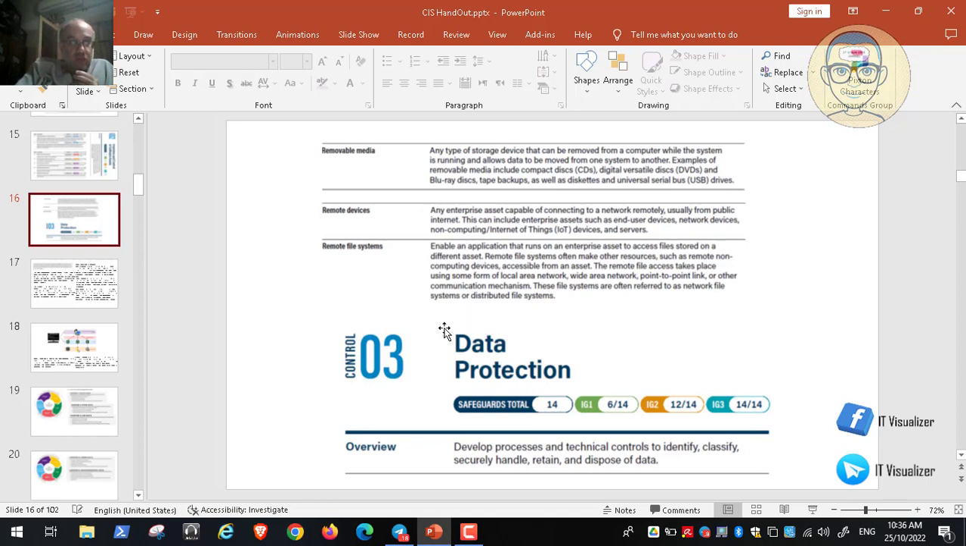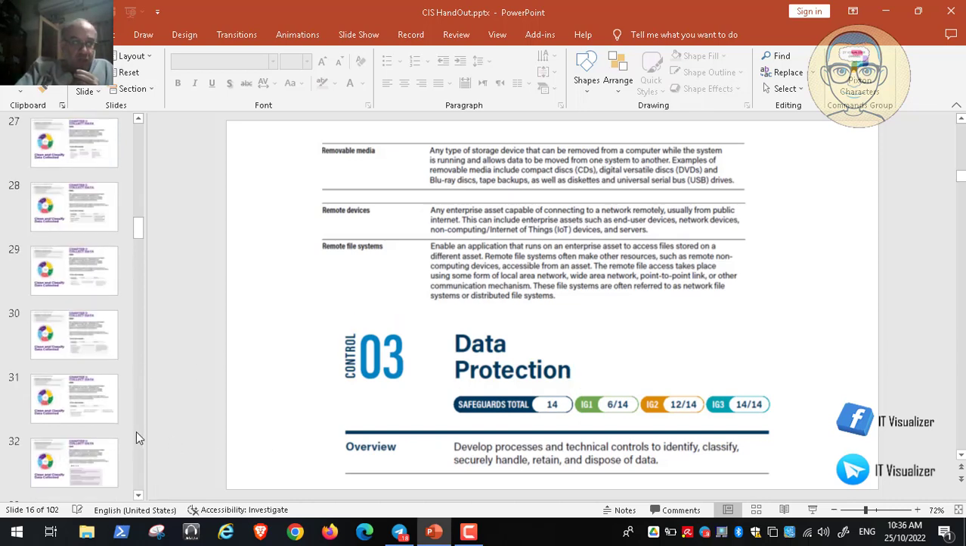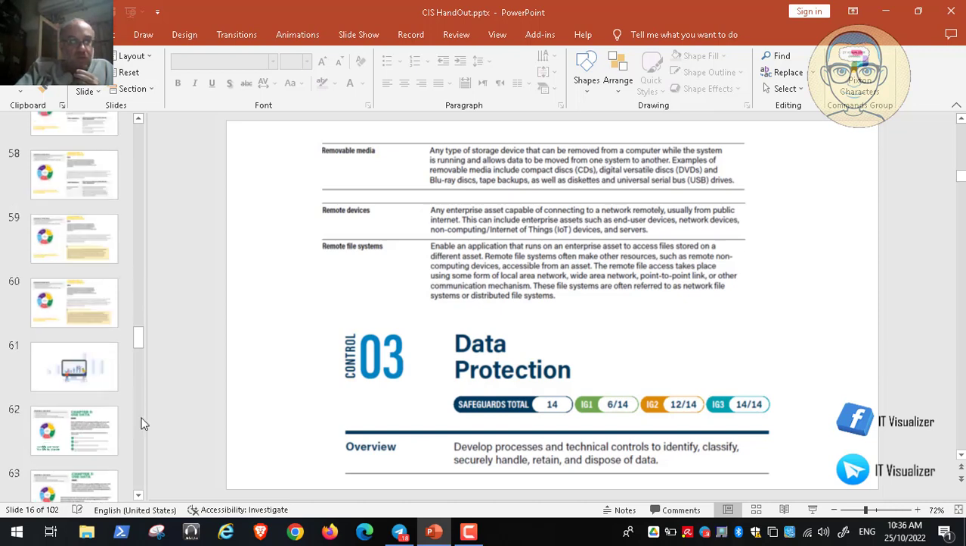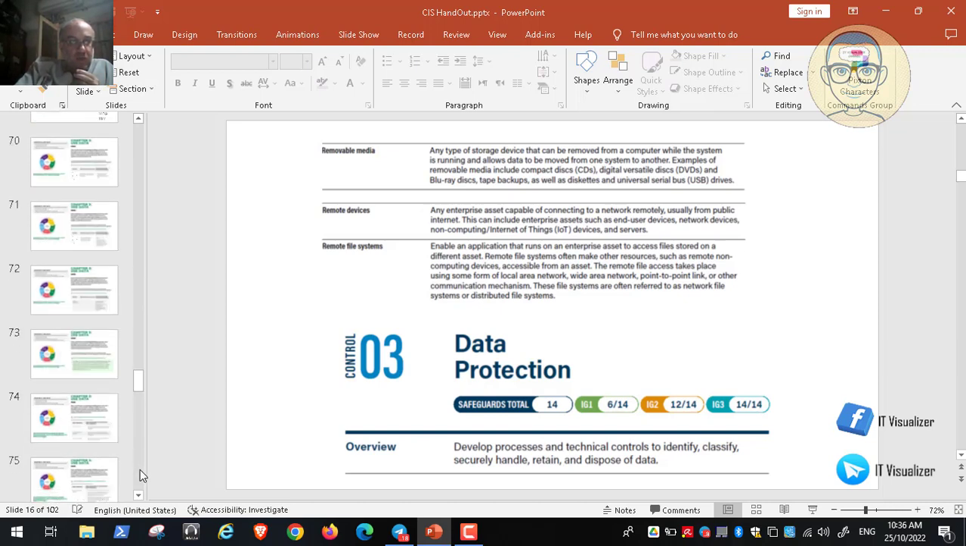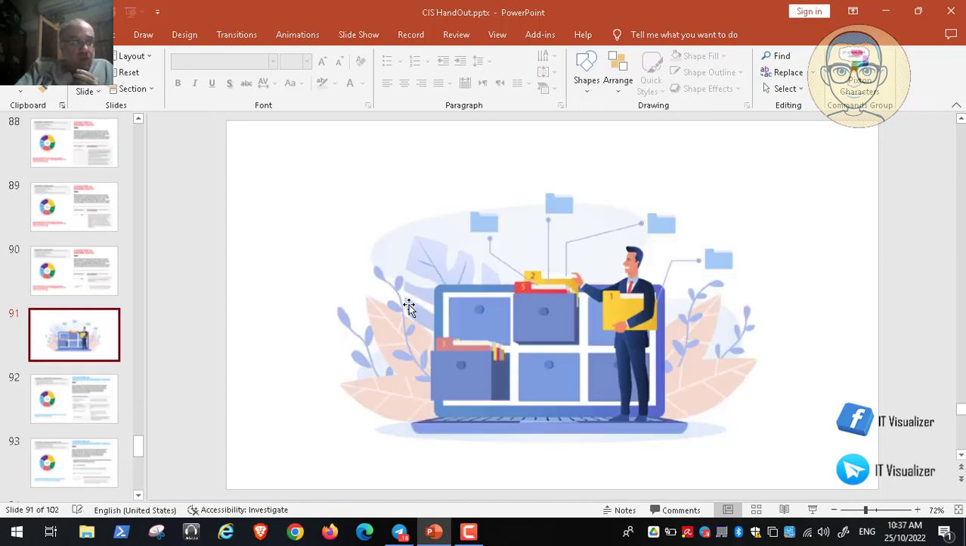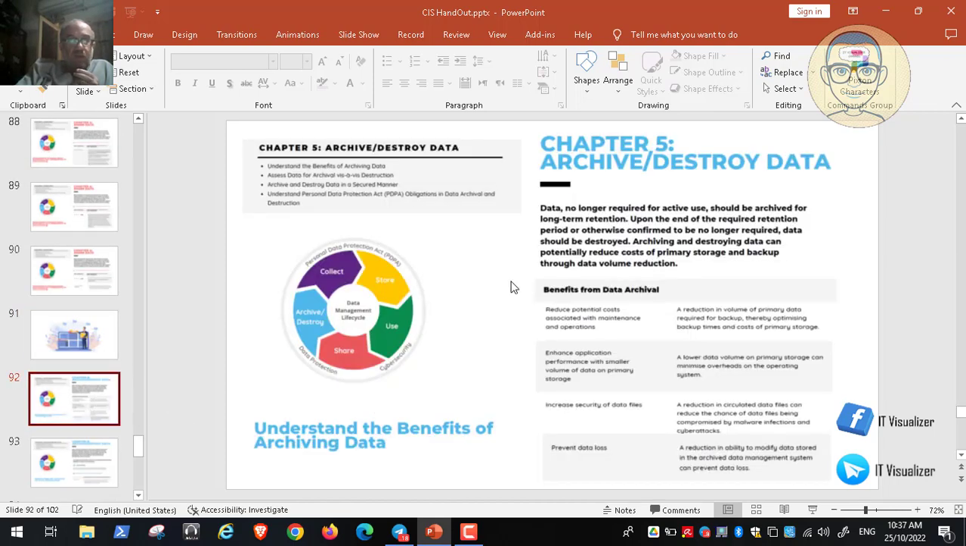We have said that data protection is the third control, or the third recommendation, to protect ourselves against cyber security attacks, and to protect our data we should know its life cycle. So now we will continue discussing the data life cycle. The last phase is to archive our data. This is one of the very important things.